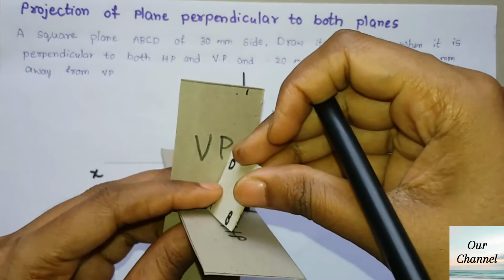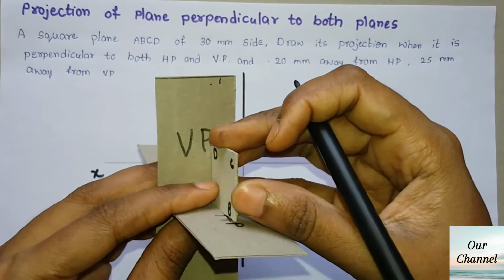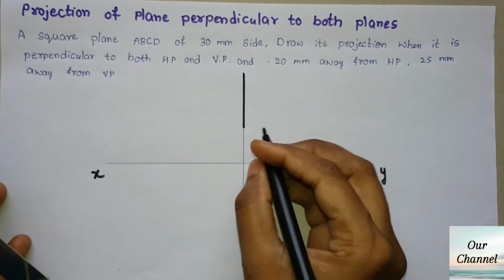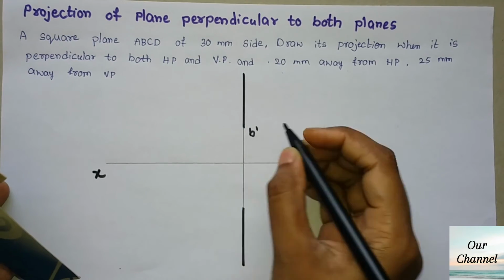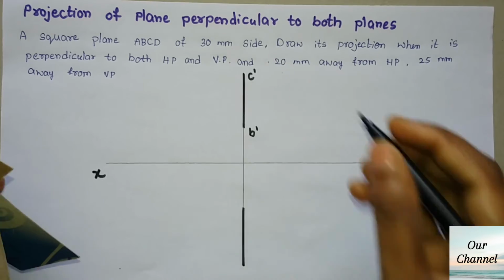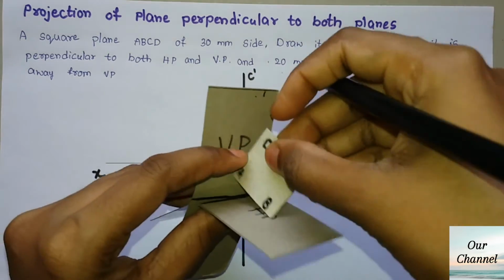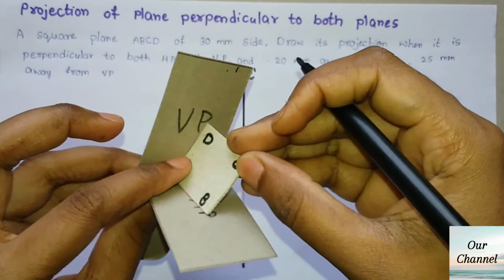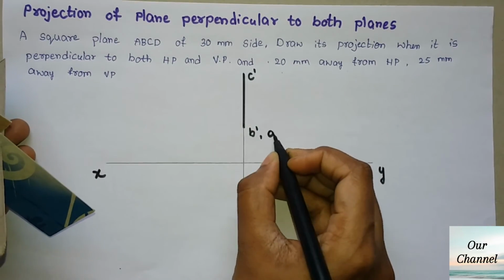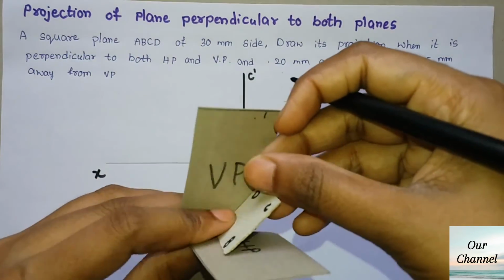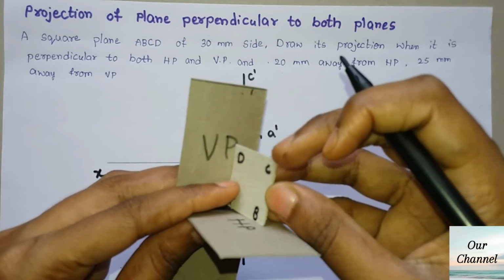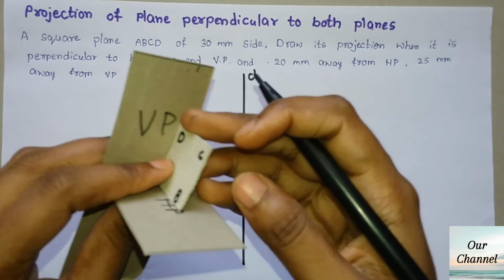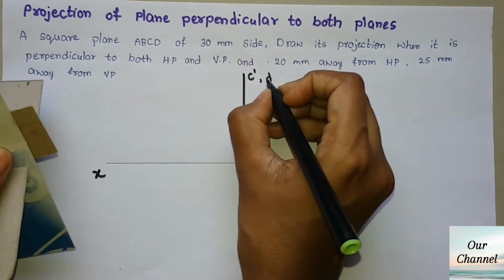Now we should write the names. From the front view we can see B and C. So write B dash and C dash because it is front view. Already I explained this in the previous video. Now behind B we can see A, so A dash. Behind C we can see D. Write D dash.